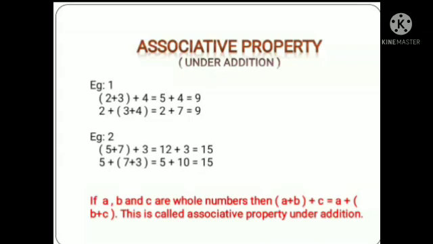Now we must add 7 and 3. 7 plus 3 equals 10. 10 plus 5 equals 15. So, in both examples, we see that in adding three numbers, it does not matter which two numbers are added first. This is called associative property under addition. If A, B and C are whole numbers, then (A + B) + C equals A + (B + C). This is called associative property under addition.